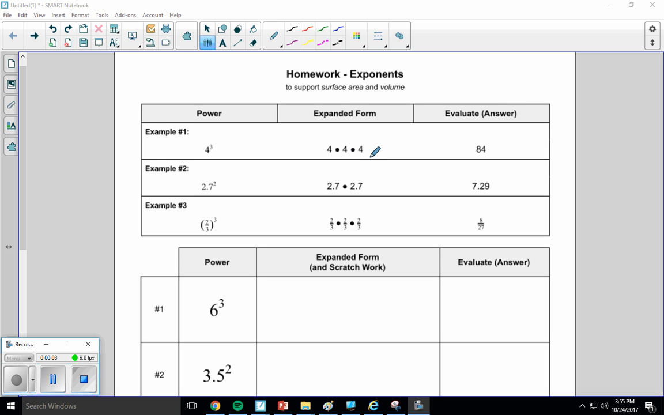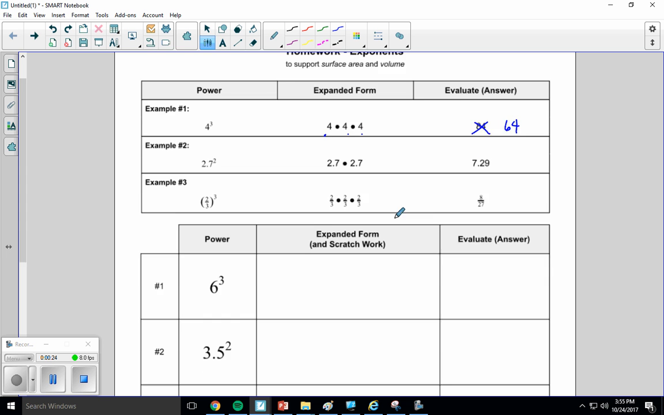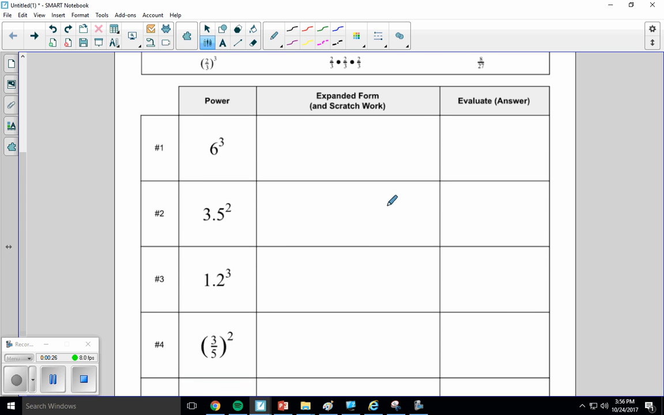Tonight's homework was to review exponents, specifically to help us with surface area and volume. There is a typo in example number 1. 4 to the third power is 4 times 4 times 4, but the answer is not 84, it is 64. Now let's go on to the 5 practice problems.